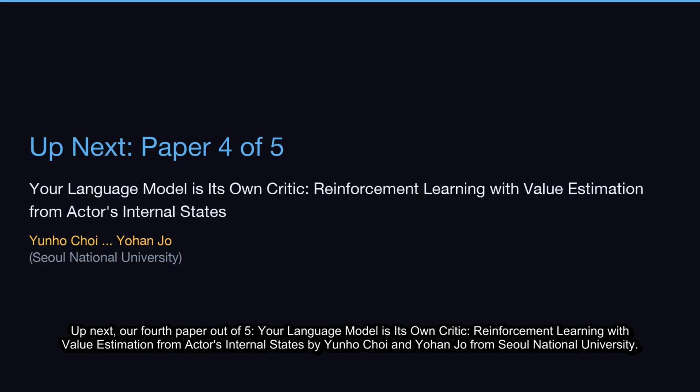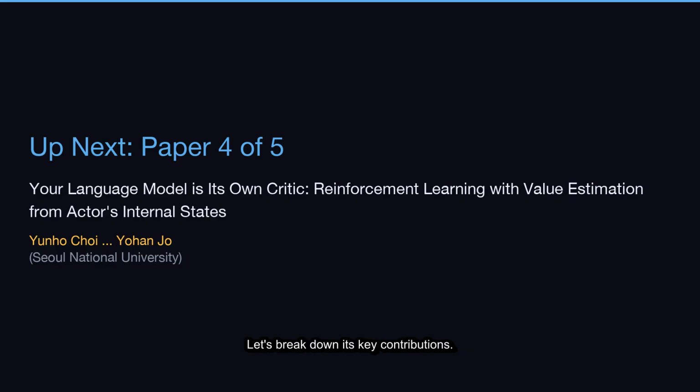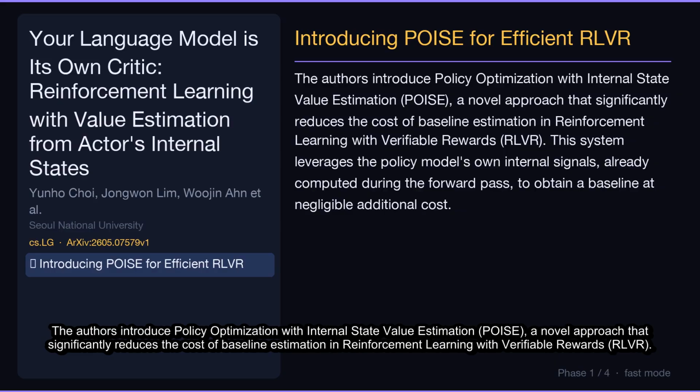Your language model is its own critic. Reinforcement Learning with Value Estimation from Actors' Internal States by Yunho Choi and Yohan Zhou from Seoul National University. Let's break down its key contributions. The authors introduce policy optimization with internal state value estimation, POISE, a novel approach that significantly reduces the cost of baseline estimation in reinforcement learning with verifiable rewards, RLVR.